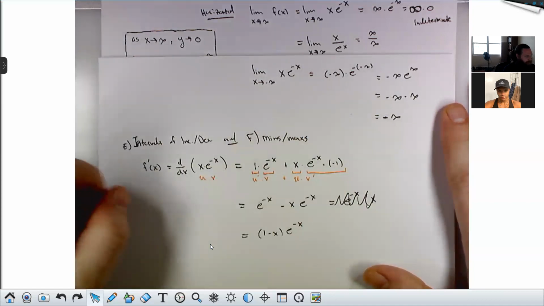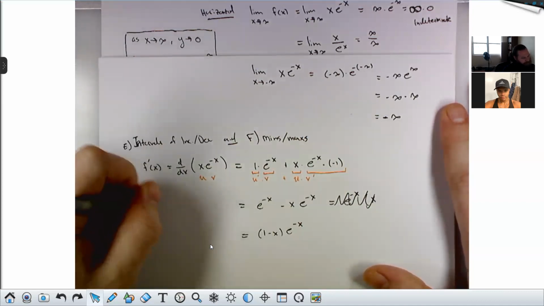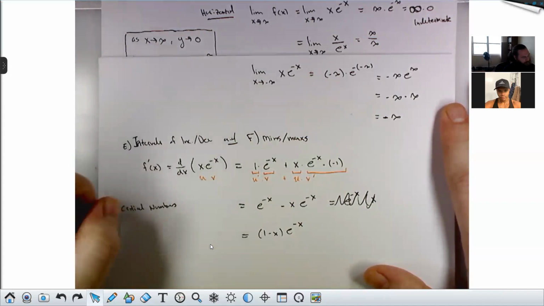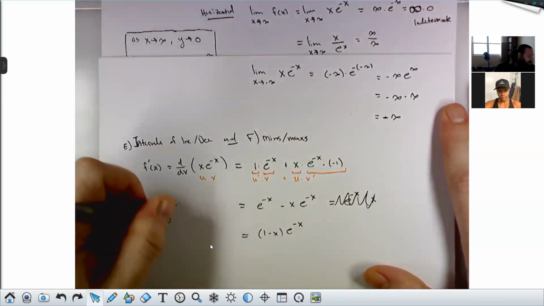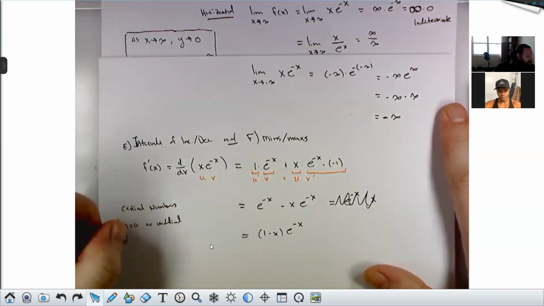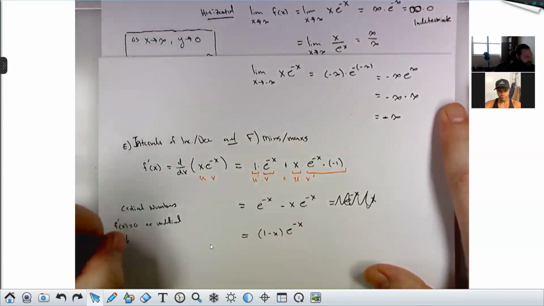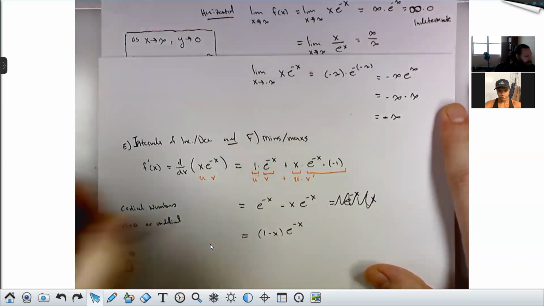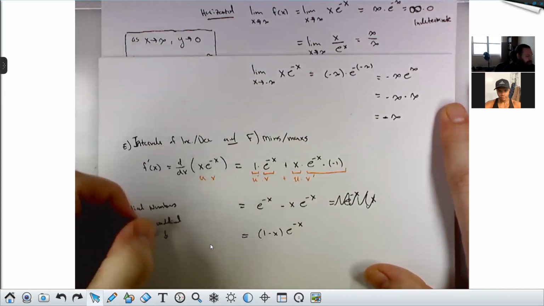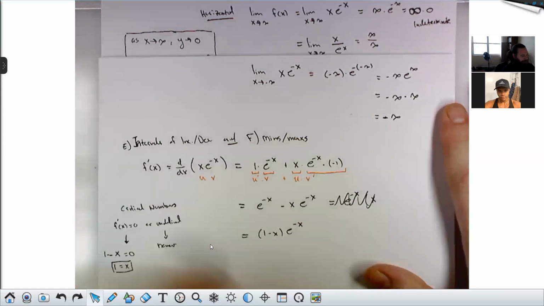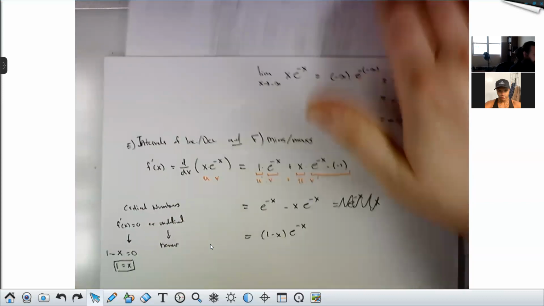So my critical numbers are where f primed of x is equal to 0 or undefined. F prime will be equal to 0 when x is equal to 1 from this factor. If you set 1 minus x equal to 0, you get 1 equals x. So that's one of my critical numbers. F prime is never undefined. This is a polynomial times an exponential, so it's always happy.